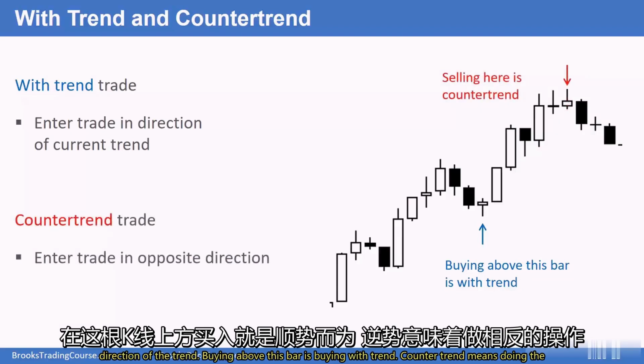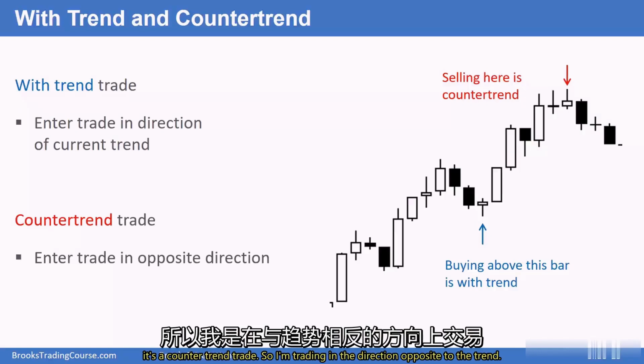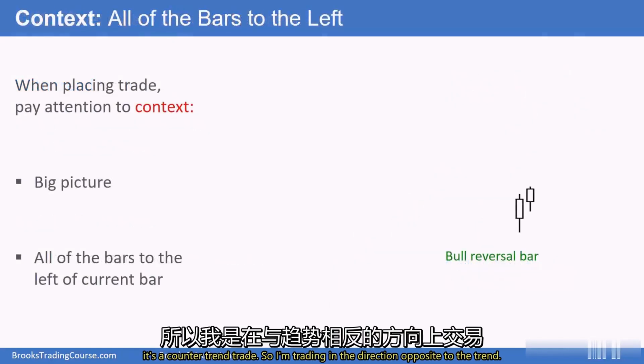Counter trend means doing the opposite. For example, we have a bull trend, and if I'm selling below that bar right here, it's a counter trend trade. So I'm trading in the direction opposite to the trend.